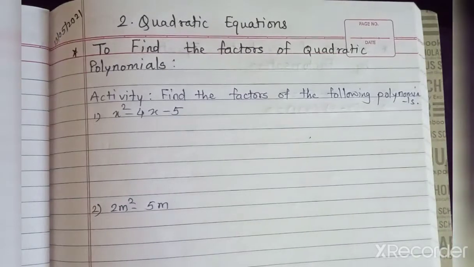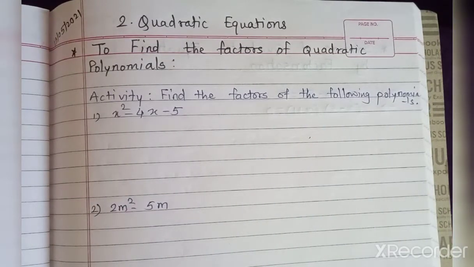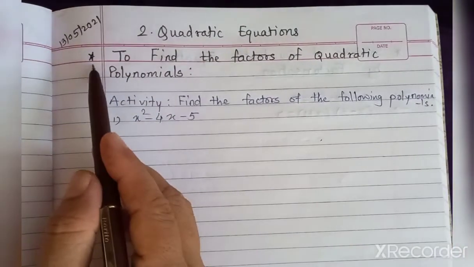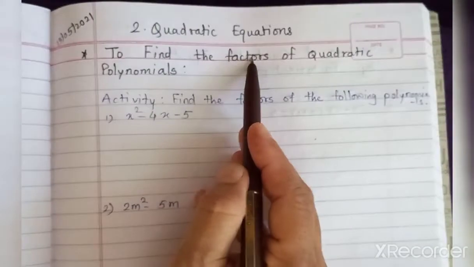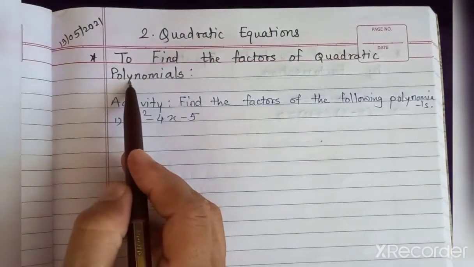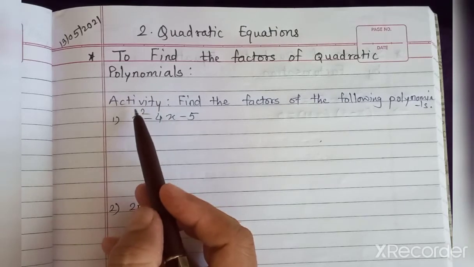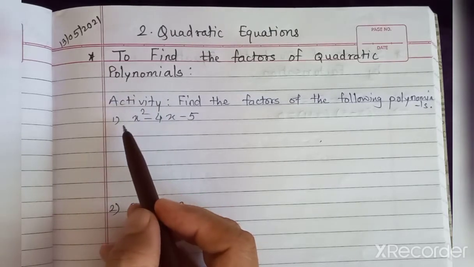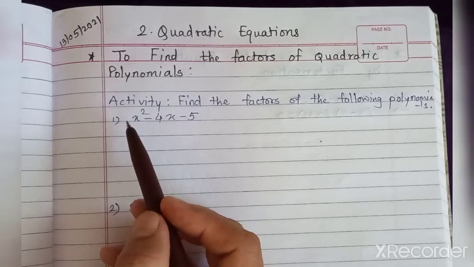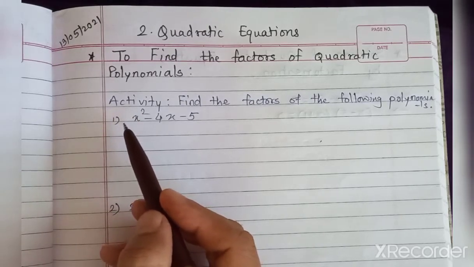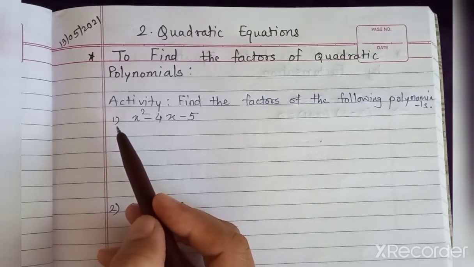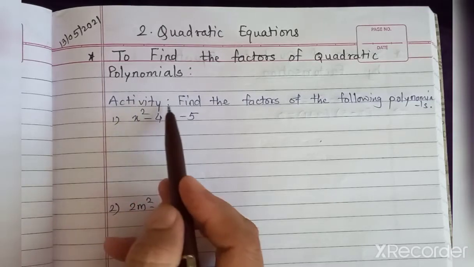In the last video, we studied how to solve the different questions from practice set 2.1. Now today we are going to study how to find the factors of quadratic polynomials. Students, you have already studied this in 9th standard, but today we are going to revise the activity given in your textbook on page number 34.